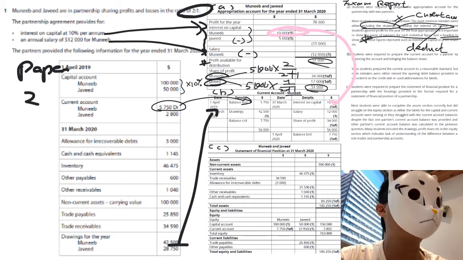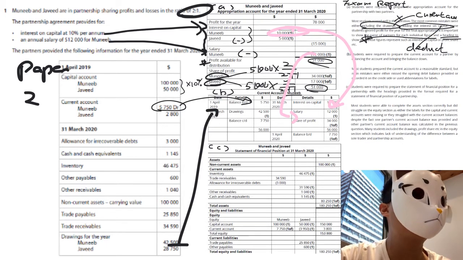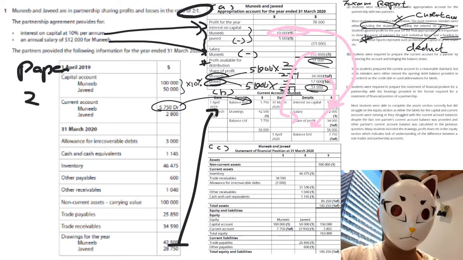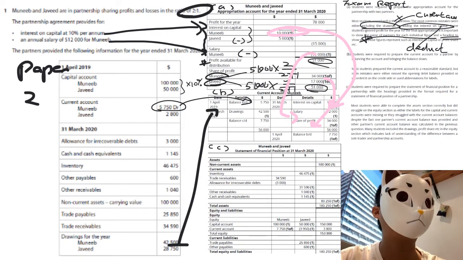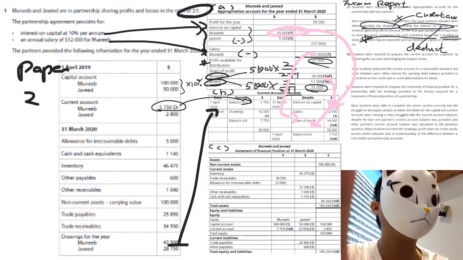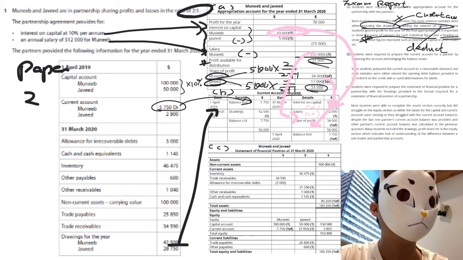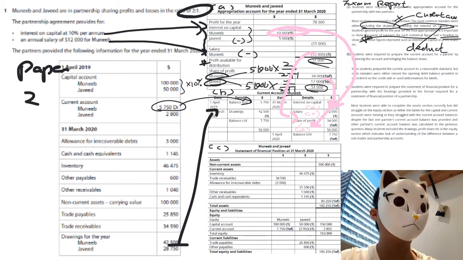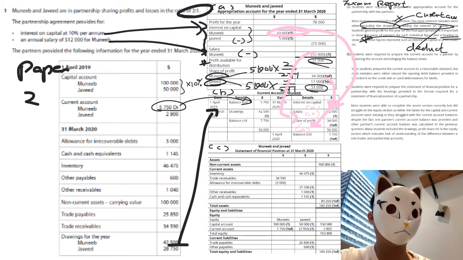You can grab it from part A. For the salary, you can also grab it from part A. For the share of profit, you can also grab it from part A. So all these three items on the credit side, you can grab from part A. So this would be the skill: grab all these from part A. And after all, you can have the balance carried down and the balance brought down.